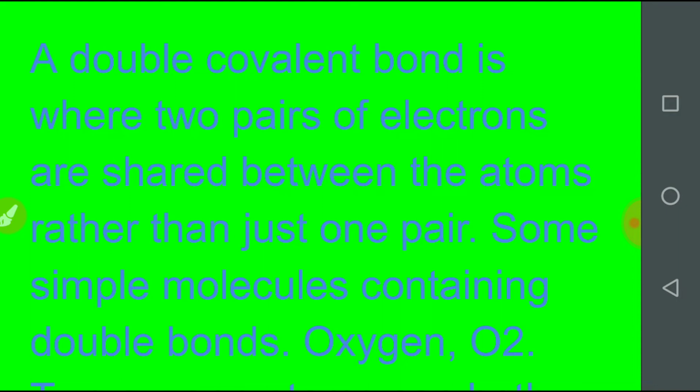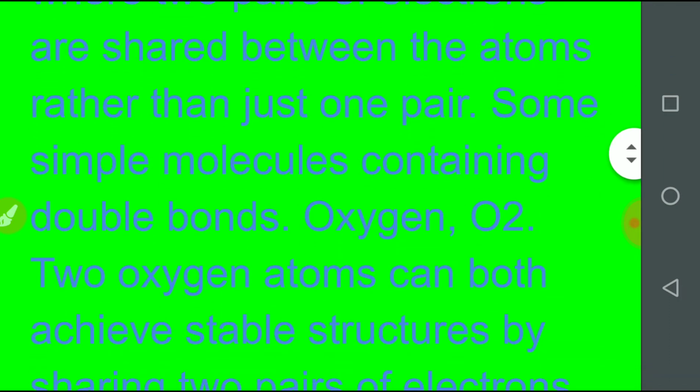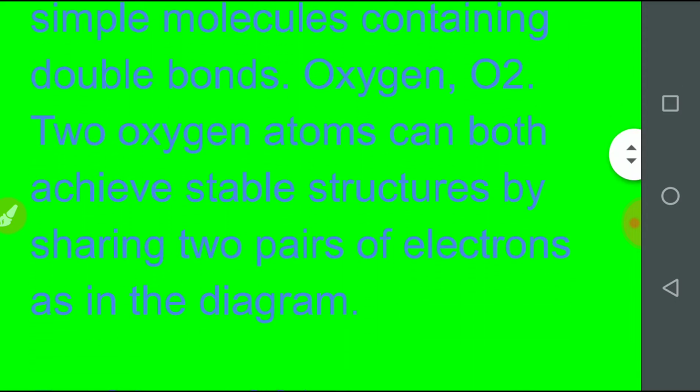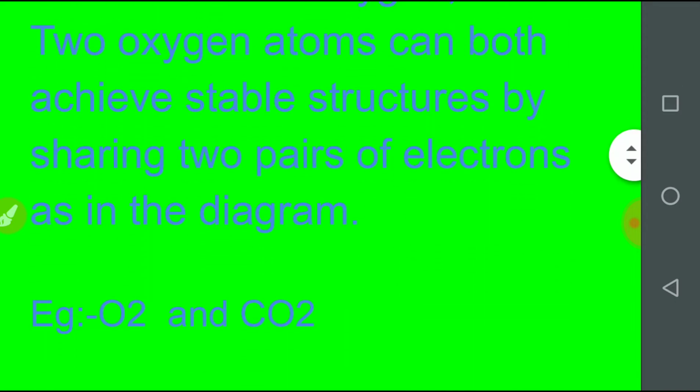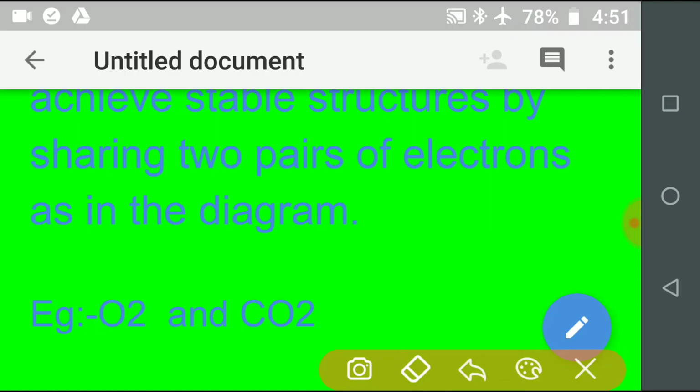That is, mutual sharing between two pairs of electrons is called a double covalent bond. The example of a double covalent bond is oxygen. Two oxygen atoms can both achieve a stable structure by sharing two pairs of electrons. Now, let us see the diagram.